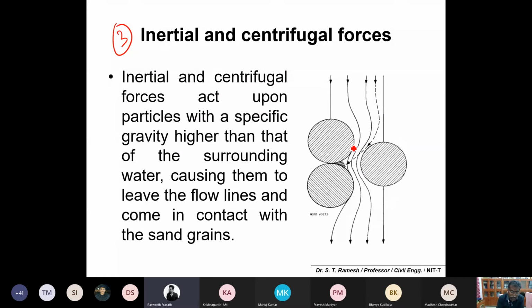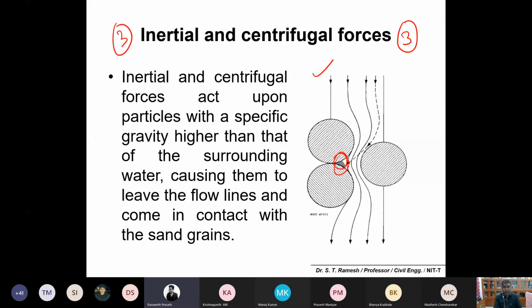A third mechanism is inertial and centrifugal forces. Inertial and centrifugal forces act upon a particle with a specific gravity higher than that of the surrounding water, causing it to leave the flow lines and come in contact with the sand grains. Is it okay? So this is again the third mechanism.